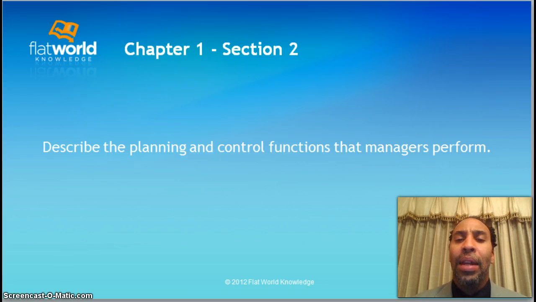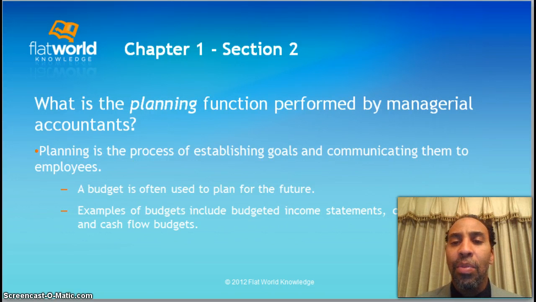So we're going to describe the planning and control functions that managers perform. And planning and control are two major components and functions of managerial accounting. So what is the planning function performed by managerial accountants? So planning is the process of establishing goals and communicating them to employees. Our goal is to sell 5,000 widgets this year, and we communicate that to our sales staff. Then that dwindles down to the other individuals who have to support the sales staff in those 5,000 sales, and we need to hire 10 more customer service reps to do customer service for those sales that were made.